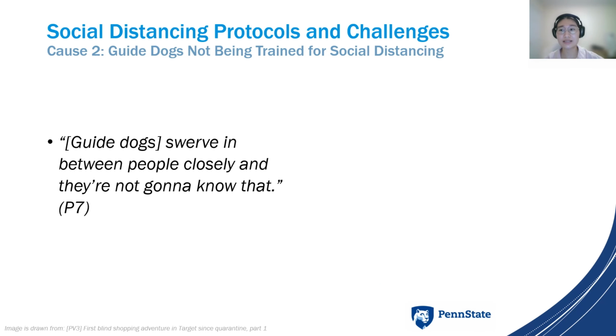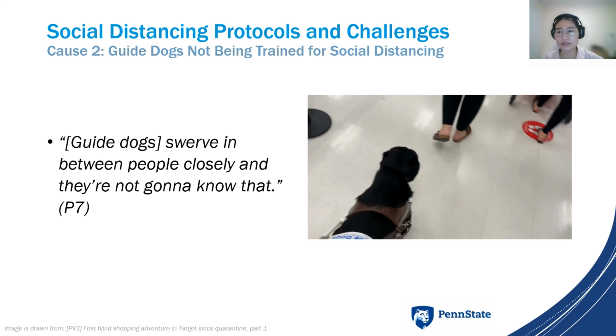Another reason is that guide dogs don't understand social distancing, so they will swerve in between people closely and they are not going to know that. This statement was supported by the observations of videos from the visually impaired community. The guide dog swerved to ensure people move through the space safely without running into obstacles. However, the guide dog failed to adjust and maintain distance from pedestrians, and sometimes was too close to the former pedestrian when waiting in line, forcing P4 to break the social distancing.